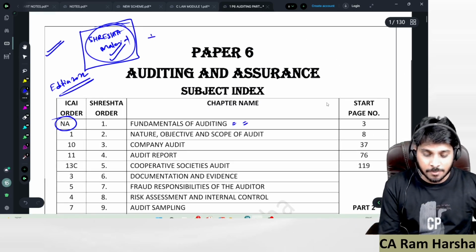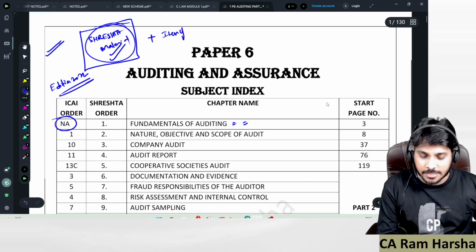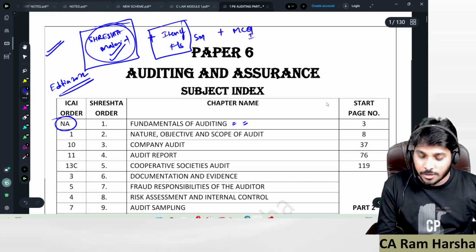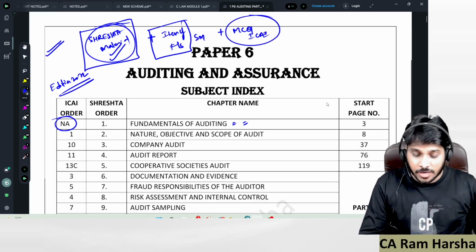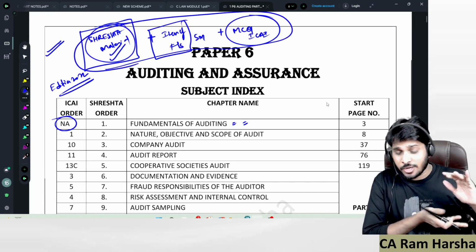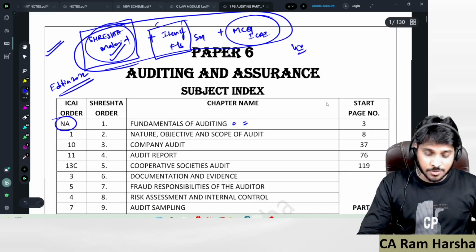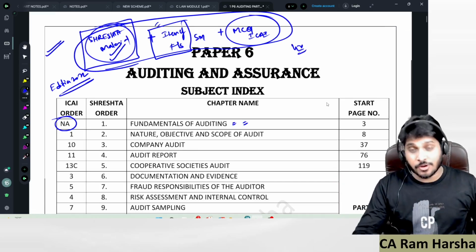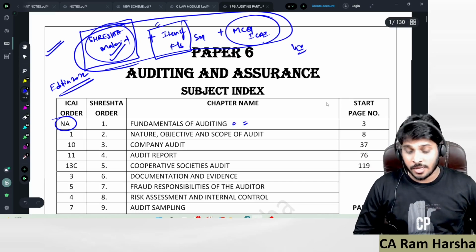Next, the final conclusion: if you follow the material which I am giving, plus the 17th chapter, items of financial statements, from the ICAI study material, and plus the MCQ booklet of ICAI, if you cover these three sources, my material fully, which will be roughly around 450 pages, and the items of financial statements subject from the ICAI material, which will be around 100 pages, and the MCQ material of the ICAI book.